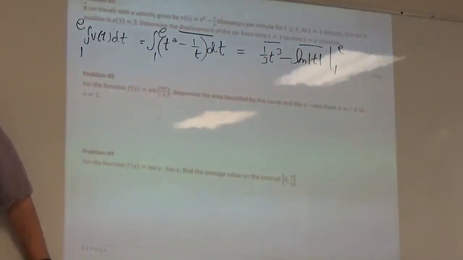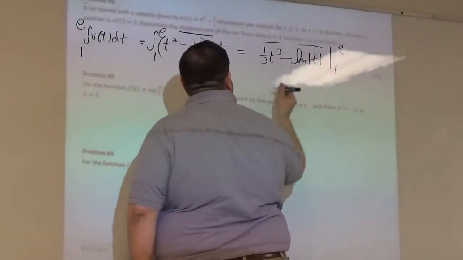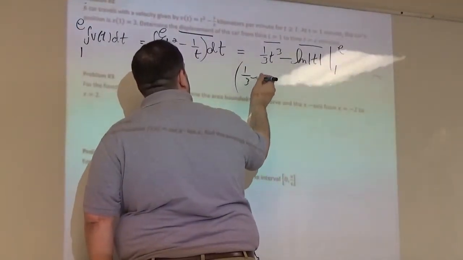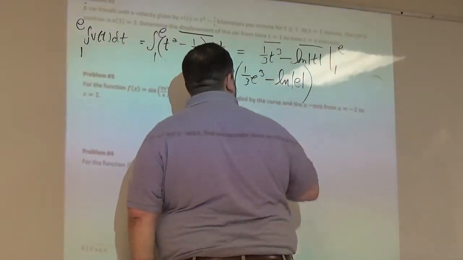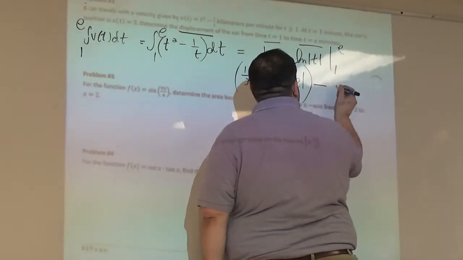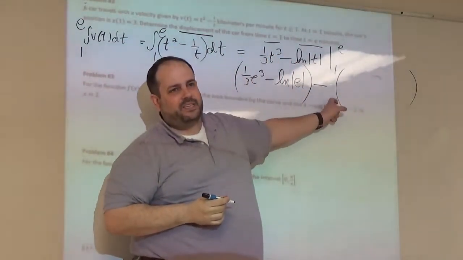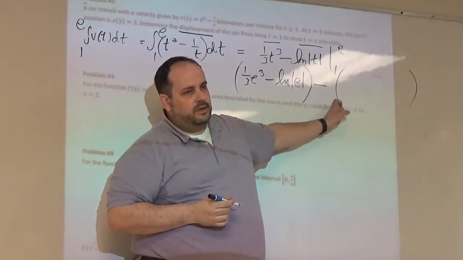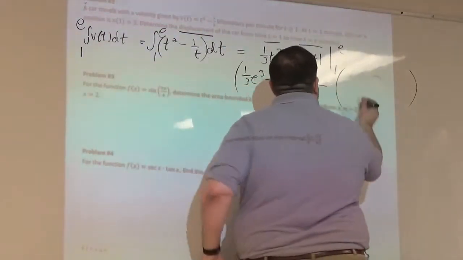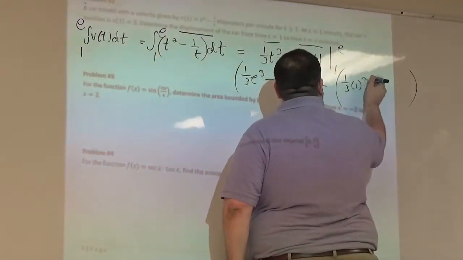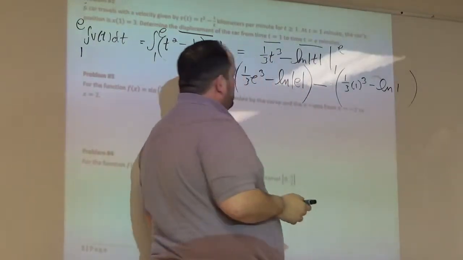Evaluate. You're just going to evaluate, right? So plug in. And be careful. Plug in the e. I've got 1/3 e cubed, minus the natural log of the absolute value of e, minus big parentheses. I cannot overemphasize these big parentheses. Without them, you're going to get confused with the negative sign. So 1/3 of 1 cubed minus the natural log of 1.